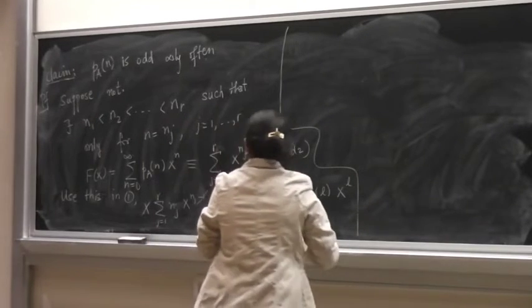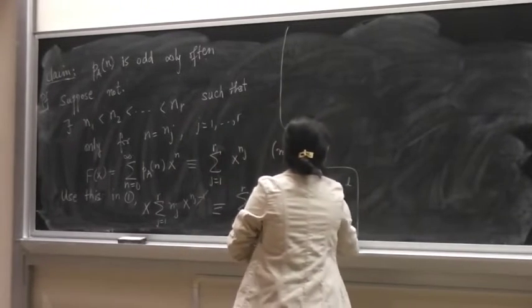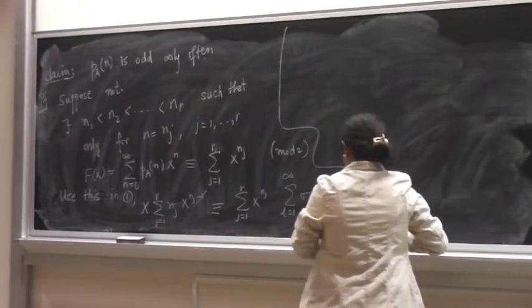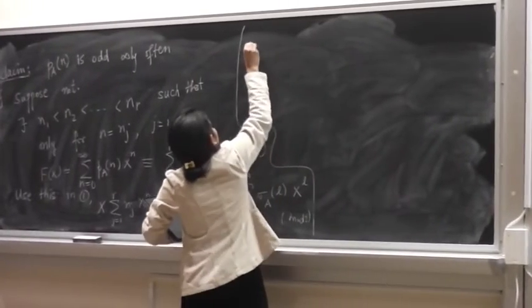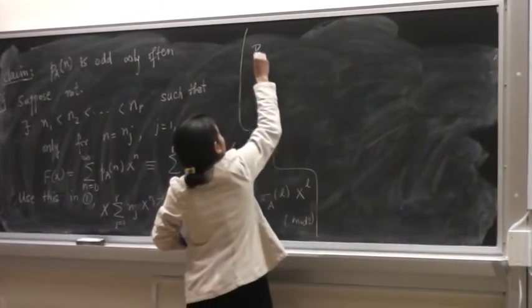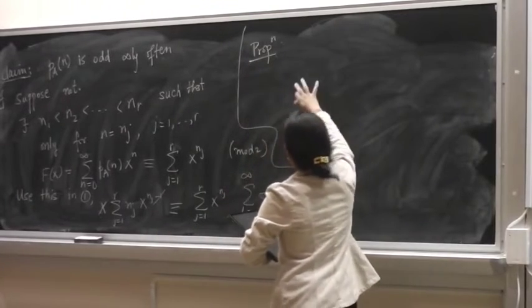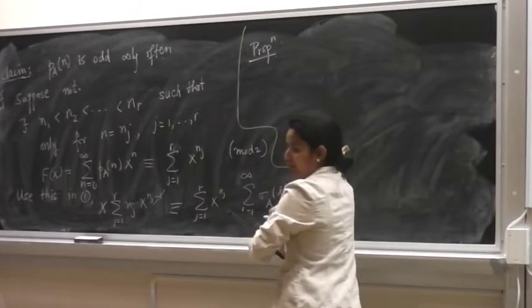Sorry, thanks. Okay, so this is mod 2. If I don't write, congruence is always mod 2. Okay, so now if I can show, let me write this proposition. The heart of the proof lies in showing this proposition, which is about this sigma a.